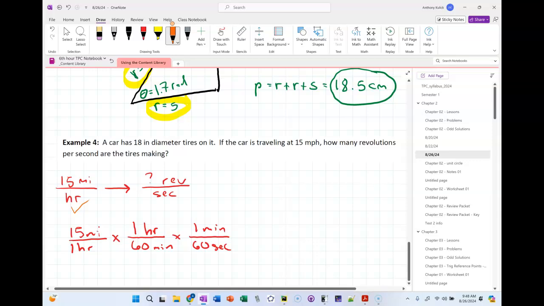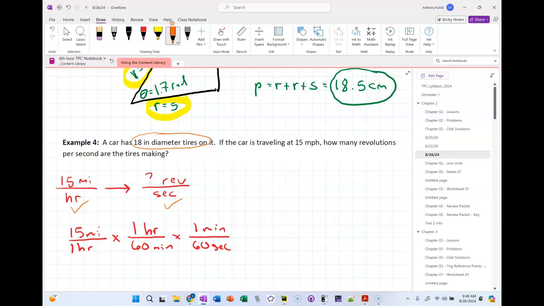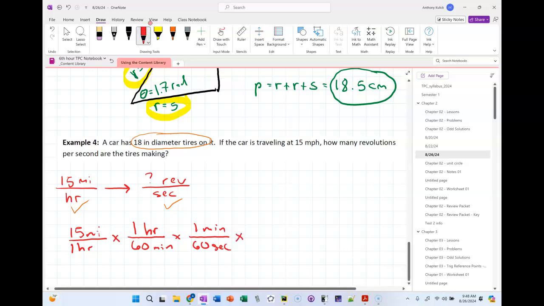So we've kind of done this part, right? We've taken hours to seconds. Now somehow we need to turn miles into revolutions. Here's the key. The diameter of the tire is going to be our key. So because the unit for the diameter of our tire is in inches, I'm going to first start by converting miles to inches. Everybody's okay with that? Now, I'm guessing that nobody knows how many inches are in a mile.